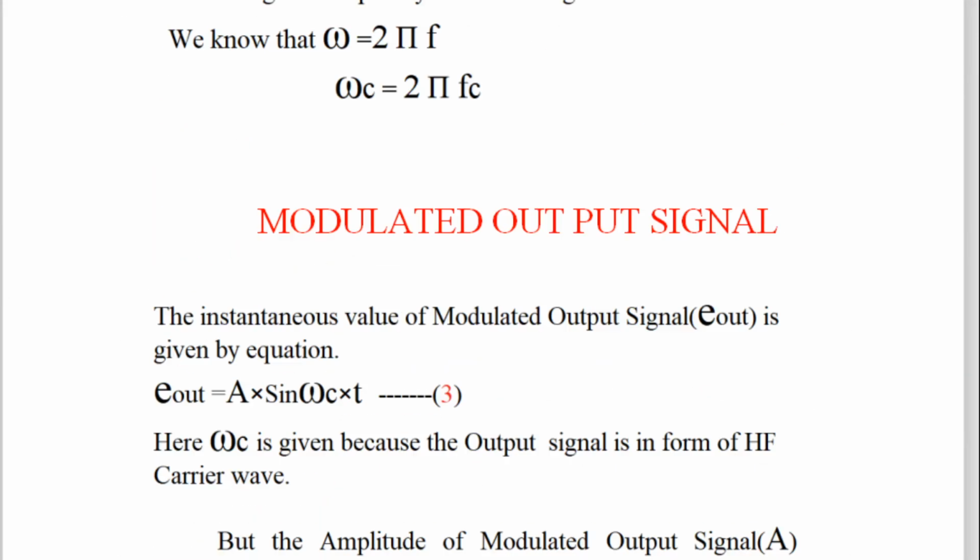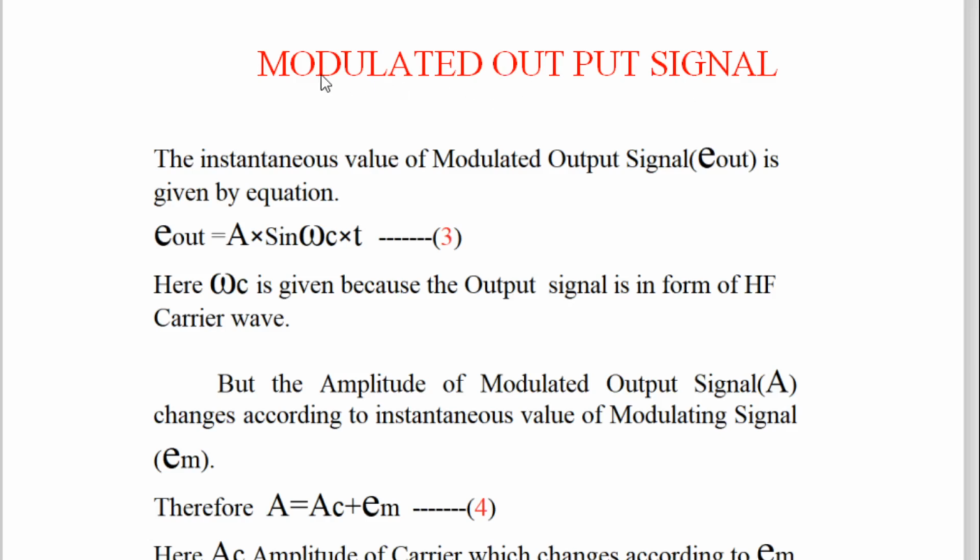Now we'll go to the modulated output signal. Remember, for the instantaneous value of modulating signal we have written E suffix m, and for the instantaneous value of carrier signal we have written E suffix c, c for carrier. Now, for the instantaneous value of output signal, we will write E out. And E out is equal to, again the same, A will be the amplitude. In modulating signal we have written Am, in carrier signal we have written Ac.